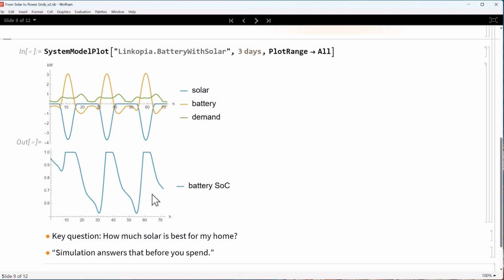With a model like this, I can now answer practical questions such as what type of solar panels are best suited for my home, what battery capacity should I choose to ensure reliability. By simulating the scenarios first, I can make data driven design decisions before spending money on hardware.